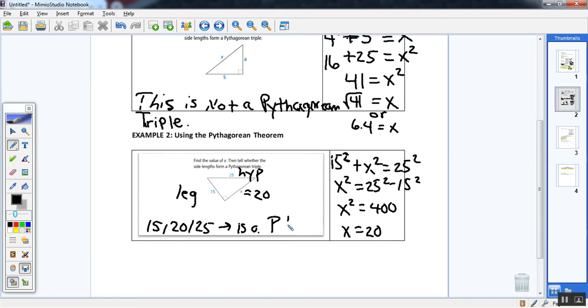Can I put PT up here for Pythagorean, or P triple, is that okay, kids? I don't have room to write it. By the way, kids, if you took 5 out of all these right here, what's 15 divided by 5? What's 20 divided by 5? What's 25 divided by 5? You see that 3, 4, 5 relationship right there again?